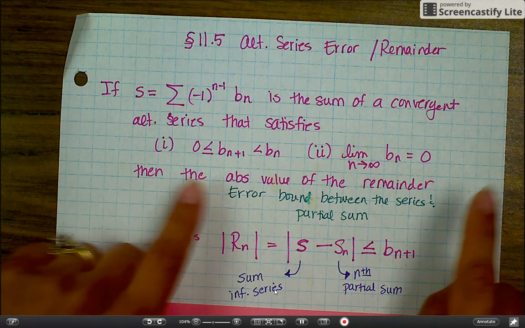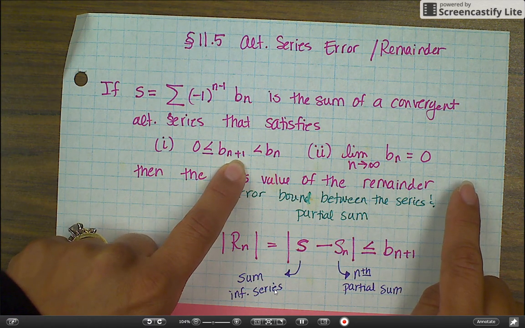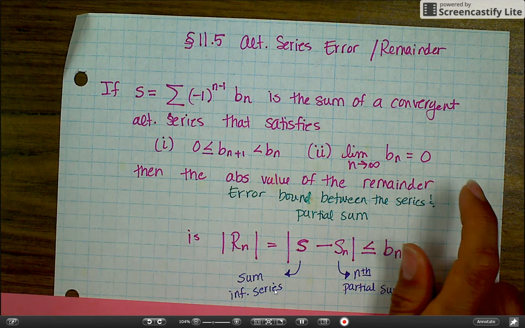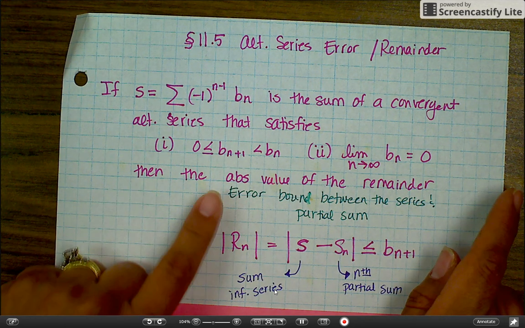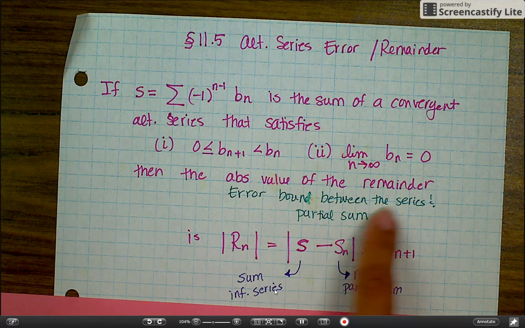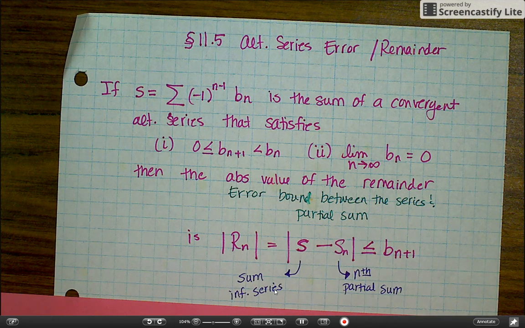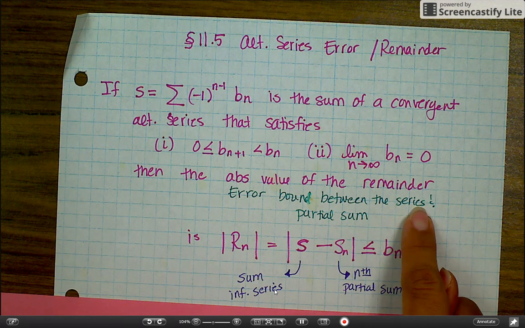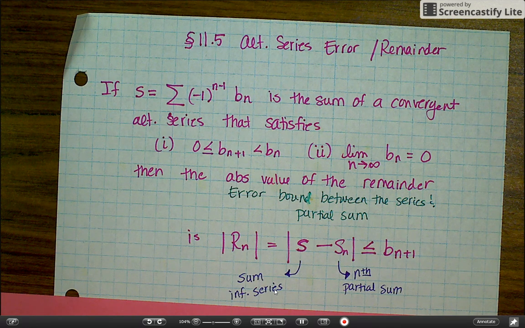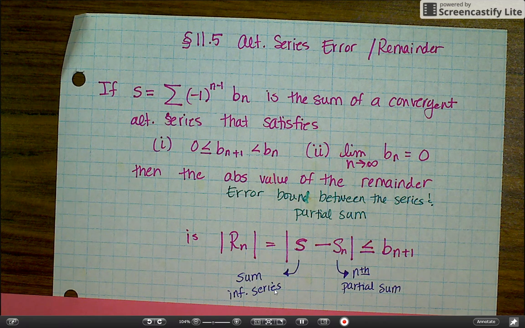This can only be applied if you know that these conditions are met, which we already learned with the alternating series test. Then the absolute value of the remainder, which can also be called the error bound between the series and the partial sum. And just as a reminder, a series is the sum of an infinite number of terms of a sequence. A partial sum is the sum of the first n terms. Remember, you start at the first term and end at the nth term.